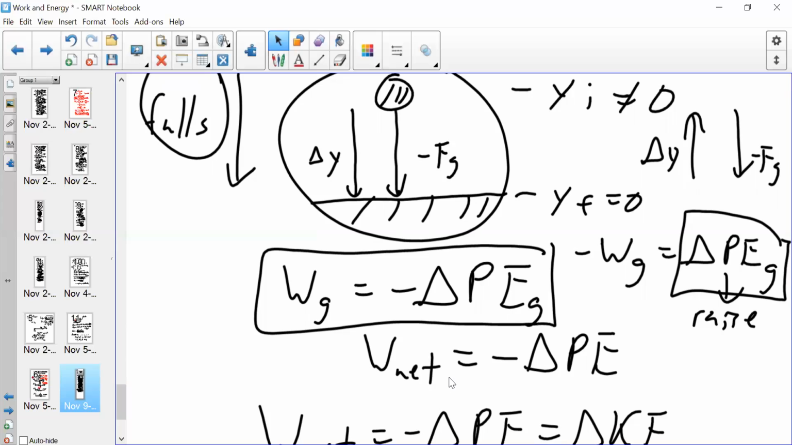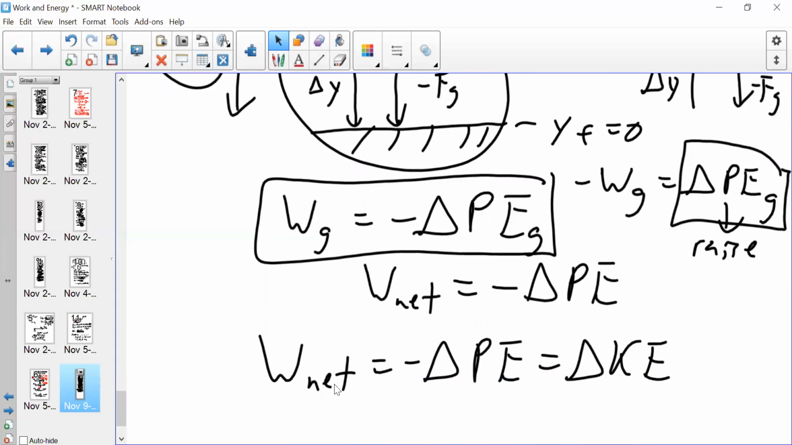Since the only force in question here is the gravitational force, which in this system is all that really exists, we can call the total work in this system the net work, because it's only one force. So just keep it simple. The net work in the system is equal to a negative change in potential. And we also know from up top that it's also equal to a change in kinetic energy. Negative delta PE is equal to delta KE.